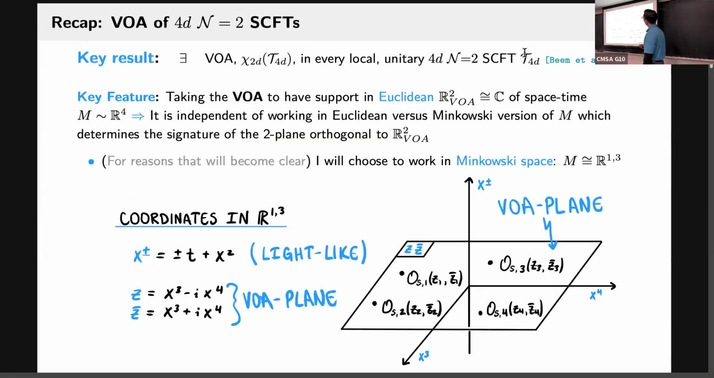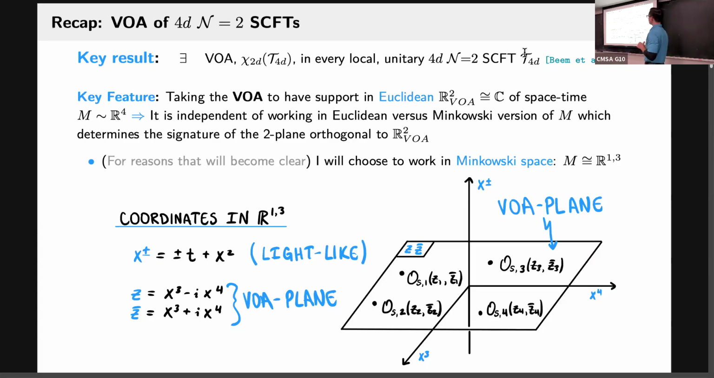Still, okay. Anyways, a key feature of the VOA is the following. If we take the VOA to have support in the Euclidean two-plane, which is what I said we're going to do, and throughout the talk my spacetime is always just going to be flat space with the topology of R4. Once you make this assumption that you choose your supercharges such that it's living in a particular Euclidean two-plane, it immediately implies that it's going to be independent of working in Euclidean versus Minkowski space, where either one of these choices is effectively determining the signature on the two-plane that sits orthogonal to the two-plane supporting the VOA. And for reasons that will become clear throughout the talk, I'm going to end up working in Minkowski space. So I'm going to take this orthogonal two-plane to have signature 1-1.